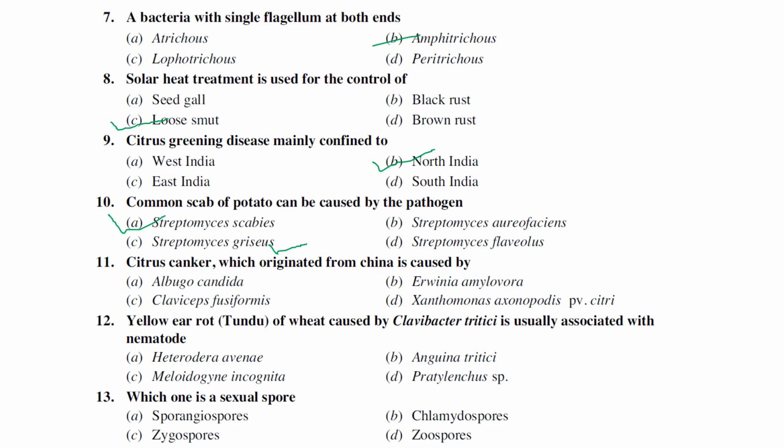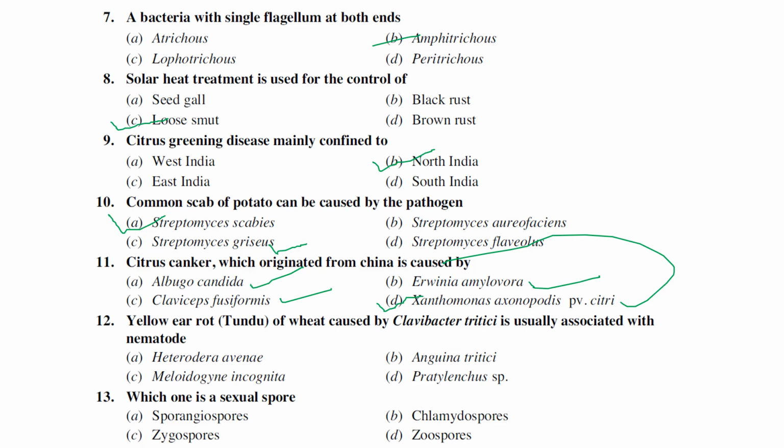is produced. Next one is the citrus canker, which originated from China, is caused by Albugo candida, which is actually a fungal pathogen, Erwinia amylovora, which causes fire blight of apple, and Claviceps fusiformis, which generally causes ergot diseases. So the answer is Xanthomonas axonopodis pathovar, which generally causes citrus canker, originated from China.